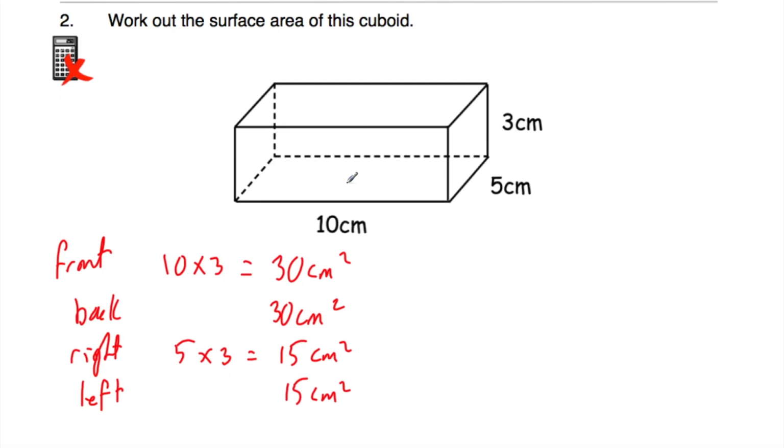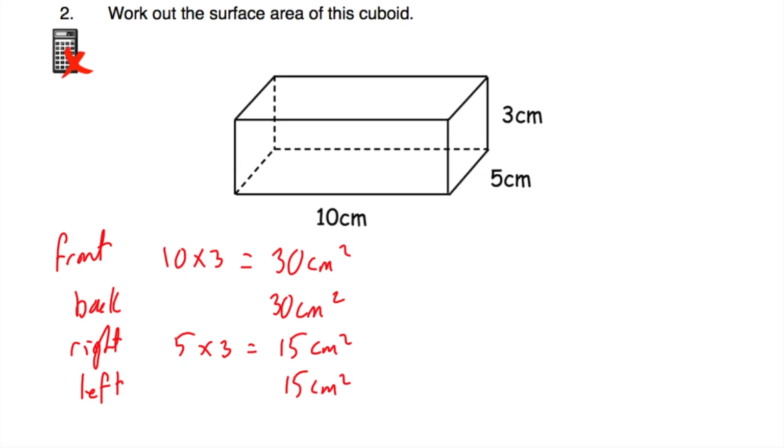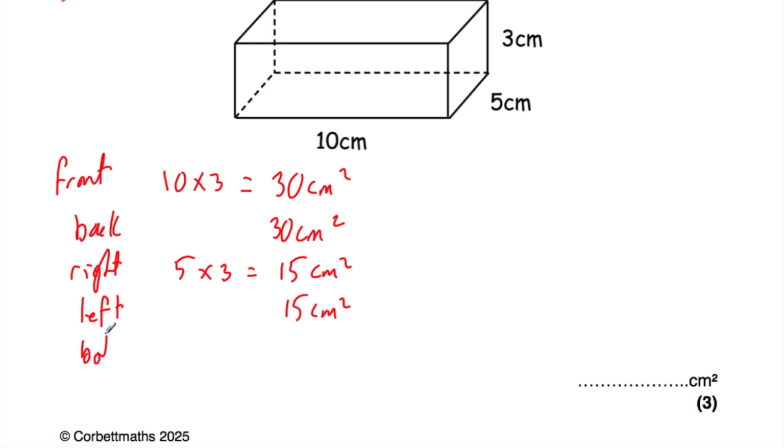If we have a look at the bottom here, it's a rectangle again. It's got a length of 10 centimeters and a width of 5 centimeters, and 10 times 5 is equal to 50. So the area of the bottom of that cuboid is 5 times 10, which is equal to 50 centimeters squared. And if the area of the bottom is 50 centimeters squared, the area of the top of the cuboid will also be 50 centimeters squared.